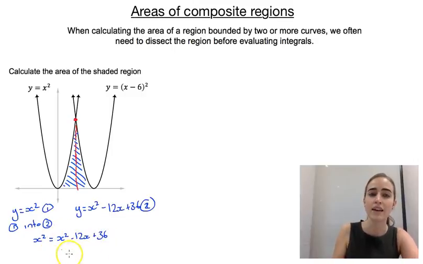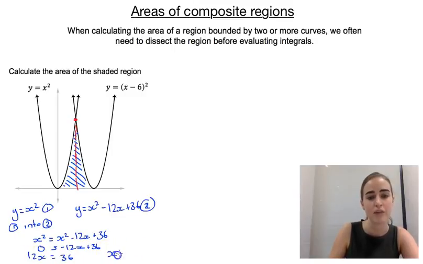Now if we subtract x squared from both sides, we'll end up with 0 equals minus 12x plus 36. Add 12x to both sides. So we'd have 12x is equal to 36, and I've run out of room, but divide both sides by 12, and we'd end up with x equals 3. So that means they intersect when x is equal to 3.